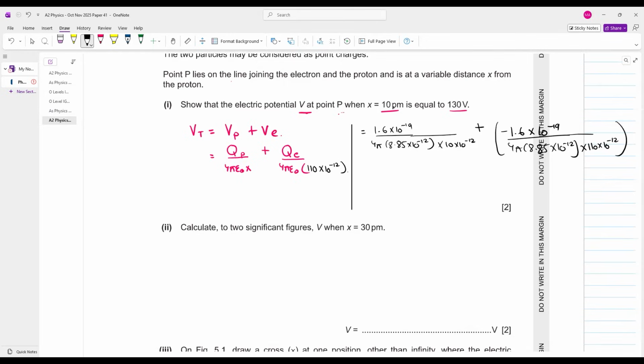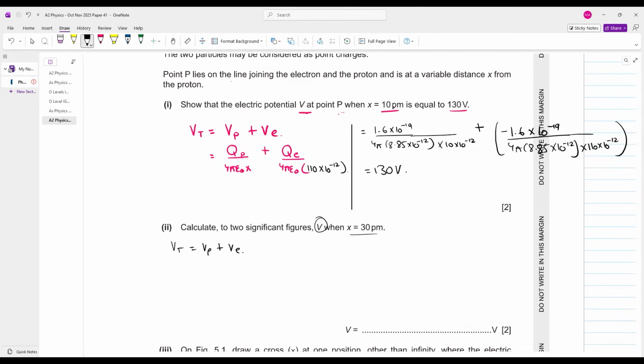4 pi into 8.85 into 10 raised to the power of minus 12 into 110 into 10 raised to the power of minus 12. This comes out to be, yes, 130 volts is your total electric potential at x equals 10 picometers. Now you have to calculate the voltage when x equals 30 picometer. Again, same thing. Total electric potential is equal to the electric potential due to the proton plus the electric potential due to the electron.